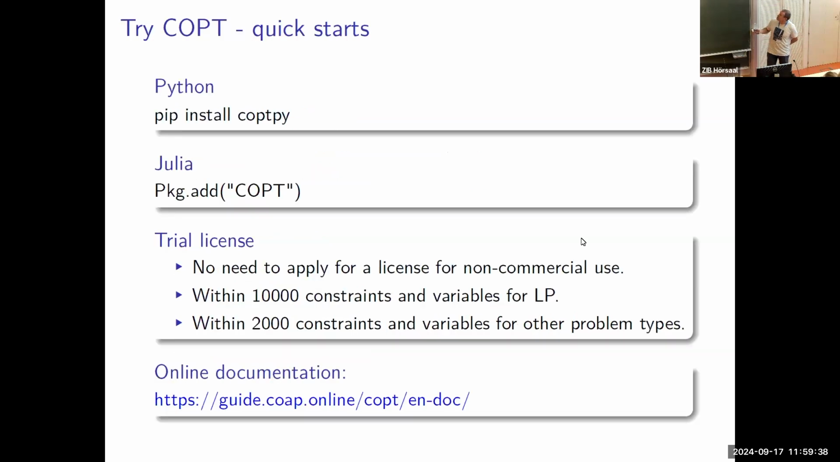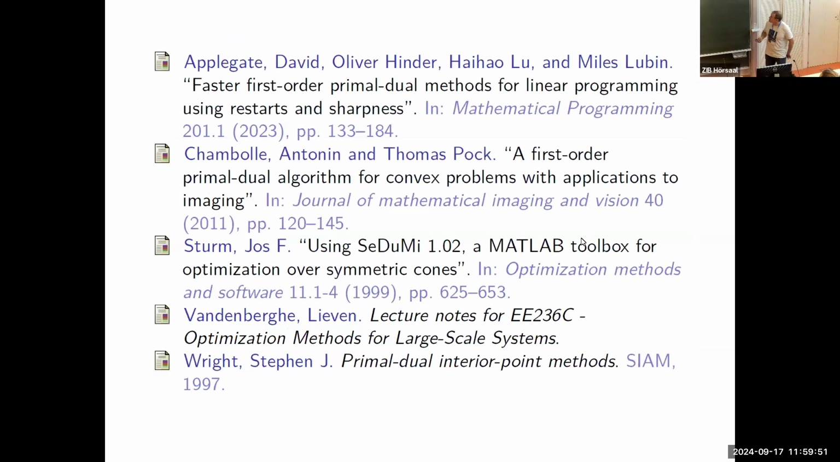COpt is easy to install. It's easy to use, and it's easy to install from Python or Julia. Just use pip install or use Julia's package manager. You don't need a trial license. You can just get the default.